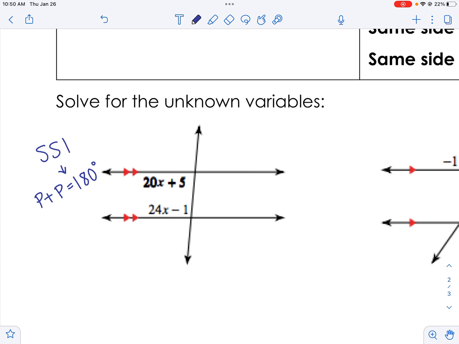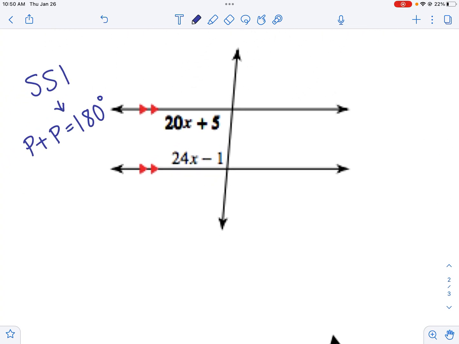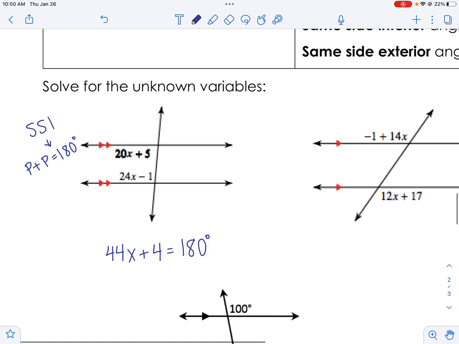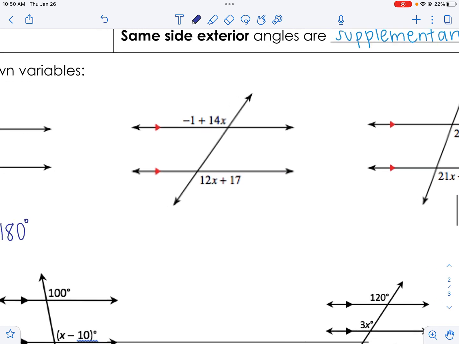Now, I didn't give you a calculator for the notes, and you're welcome to go grab one or use one, but we can do a lot of this without a calculator. If I do part plus part and combine like terms, 20x and 24x would make that 44x. 5 minus 1 would be plus 4 equals 180. And then from there, you would just solve for x. And you could solve for x on your own if you want, but like I said, we didn't do calculators today, so let's go ahead and move on to setting up the next one.